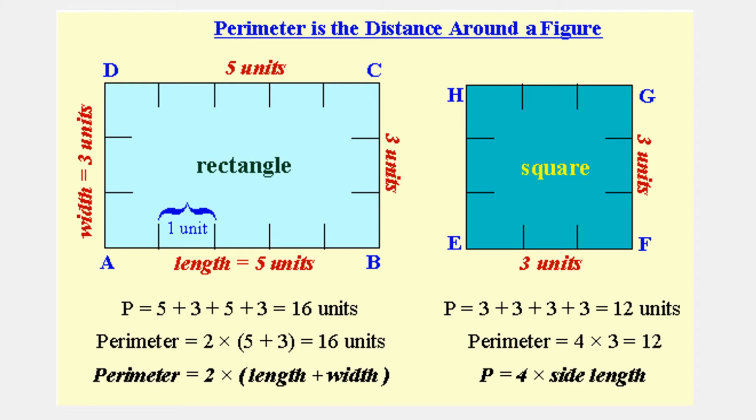Now see the other figure, square. Perimeter of the square is equal to sum of all the sides. Here you can see the square is of 3 units. So 3 plus 3 plus 3 plus 3 is equal to 12 units, or you can also write 4 times 3, that is also equal to 12 units. So the formula of perimeter of square is perimeter equal to 4 into side length, that is the length of each side.